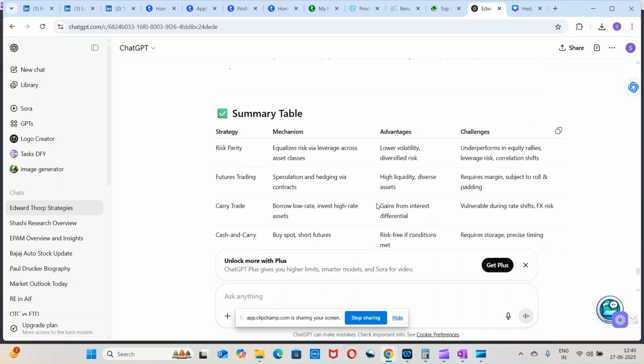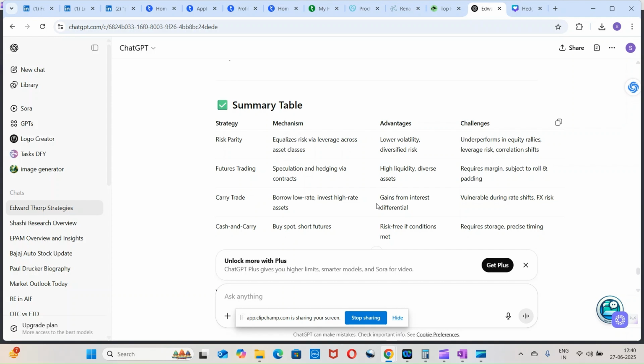Summary: risk parity. The mechanism is used to equalize the risk across asset classes via leverage. Advantages are lower volatility and diversified risk. Challenges are underperformance in equity rallies, leverage risk, and correlation shifts. Managed futures trading uses speculation and hedging via contracts. Advantages are that it's highly liquid and diverse assets can be traded. Challenges are that it requires margin and is subject to roll and padding.